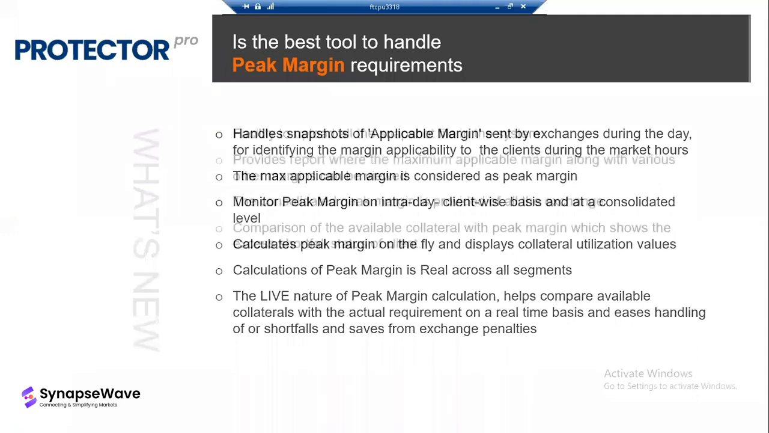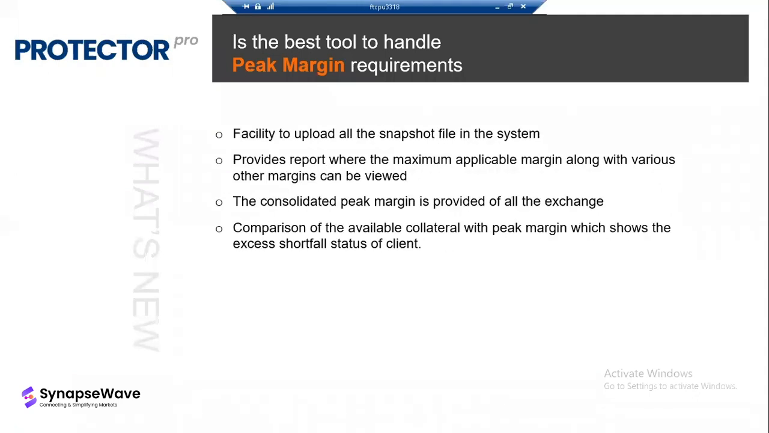So going ahead, there are still many things. You can upload the snapshots, all the files you can upload in the system. You get the real-time margin. Whatever peak margin is there, it will be displayed on the screen. Plus, it provides a report where the maximum applicable margin along with various other margins can be viewed, as we are giving the other margins also together. You can always view it on the screen. This is the maximum margin, plus this is the peak margin, plus the grounds on which the maximum margin is being considered, displaying the M2M, delivery margin, your SPAN or your VaR, everything. All the things have been considered.